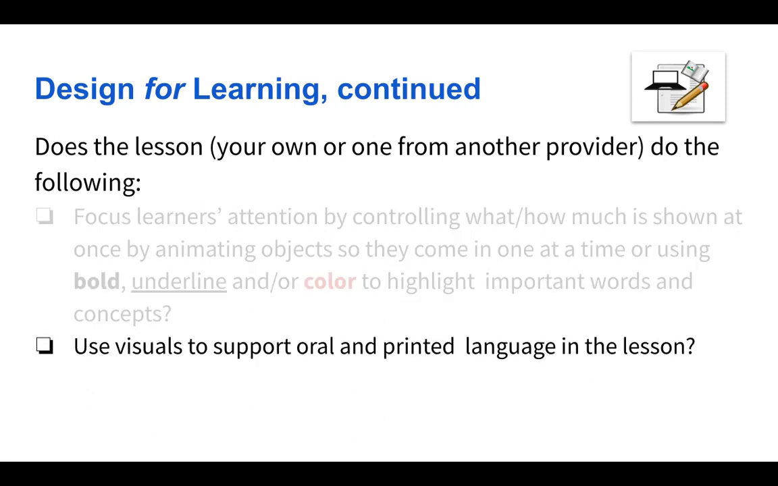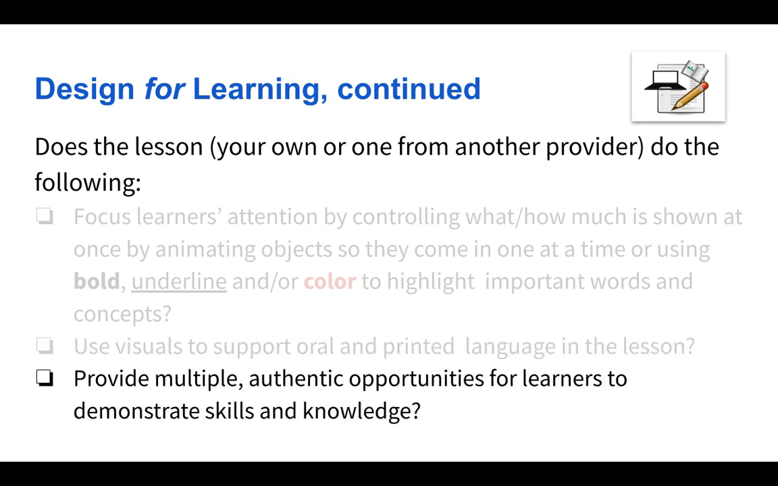Does the lesson use visuals to support the oral and printed language in the lesson so that all of our learners, including those who are progressing in their English language development, can be successful? Does the lesson provide multiple, authentic, and meaningful opportunities for learners to demonstrate their skills and knowledge, build critical thinking, and demonstrate that thinking as well?